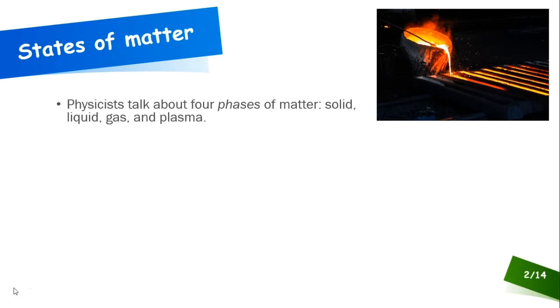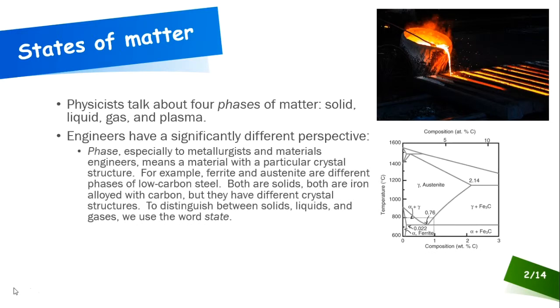So, physicists are really fond of talking about four phases of matter: solids, liquids, gases, and plasma. Well, that's the physicist. I'm an engineer, not a physicist, and that word phase really just throws me off, because we engineers have a very different perspective on it. The reason we get so bent out of shape is that we use phase to talk about different crystal structures in a material.